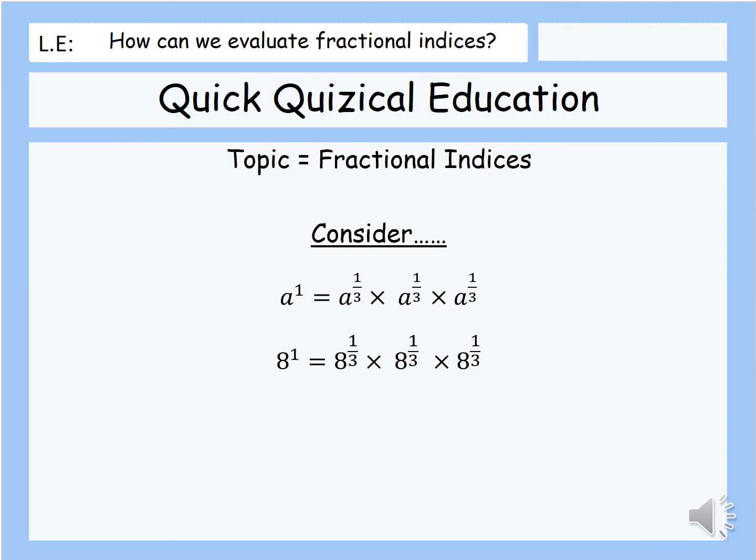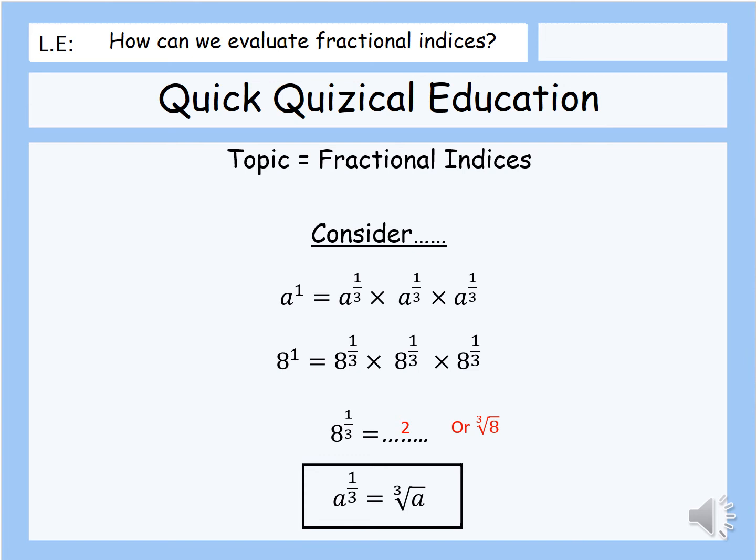So if I take the example of 8, and I have chosen 8 because it's a specific type of number, 8 to the power of 1 could be written as 8 to the power of a third times 8 to the power of a third times 8 to the power of a third. So what do I know that multiplies by itself and itself again to give me an answer of 8? Well, that's 2. And 2 just happens to be the cube root of 8. So that helps us develop a second rule, that anything to the power of a third is actually the cube root of that value. Should put a big box around that as well, because it's another rule.